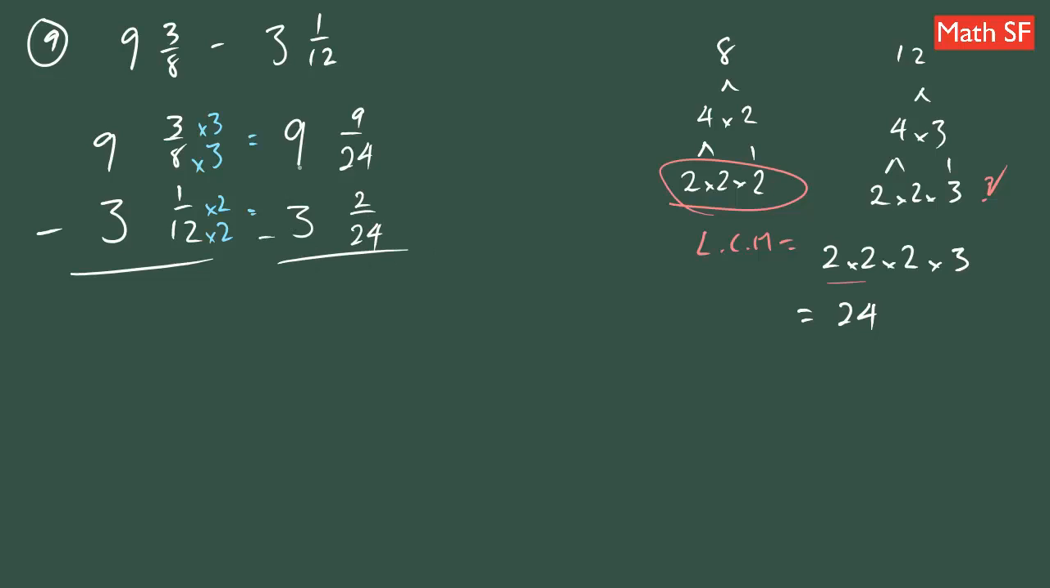And let's subtract. So 9 minus 2 should be 7, 7 over 24. And 9 minus 3 should be 6. Now you have to ask yourself, is this part an improper fraction? No. Okay, so we're fine. Is this reduced? Well, 7 does not go into 24. Therefore, yes, it is reduced. Therefore, this is your final answer.